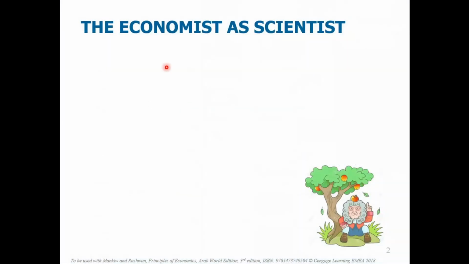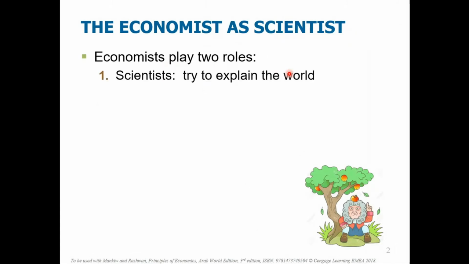So the economist as a scientist usually plays two roles. They try to explain the world. If we have different phenomena, for example now, many economists try to explain the problems and the crisis of the corona pandemic. What are the causes? What are the solutions? How can we solve this issue? So many economists try to analyze and explain the crisis of the corona pandemic.